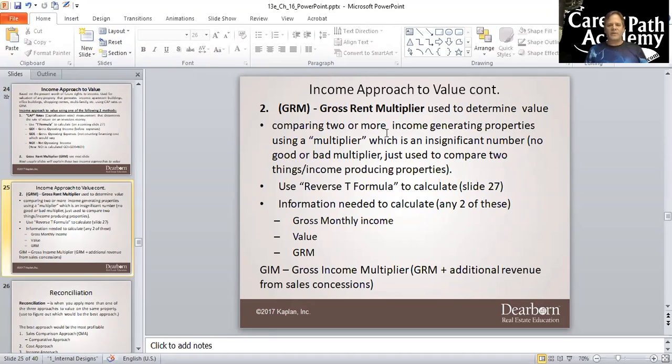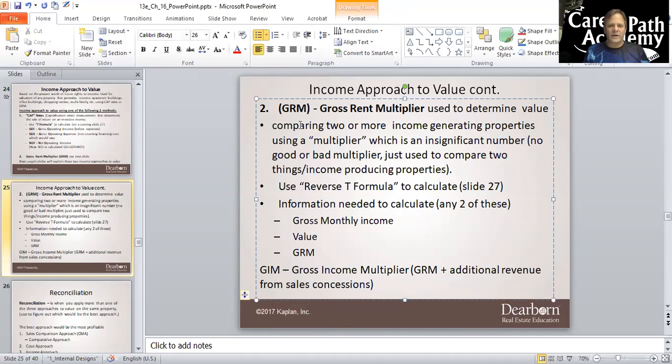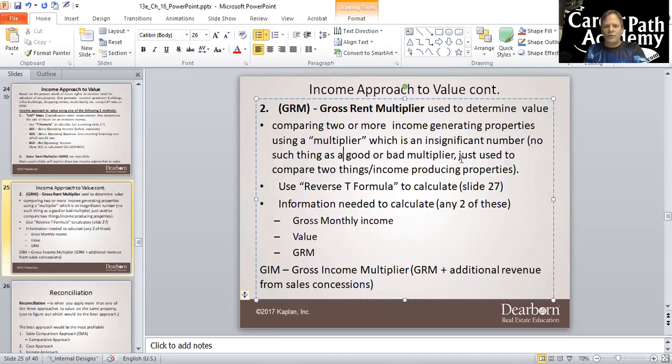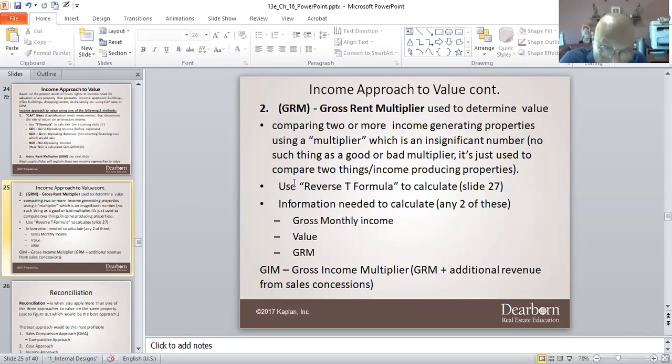So it's used to determine value by comparing two or more income generating properties using a multiplier, which is an insignificant number. There's no such thing as a good or bad multiplier. It's just used to compare two things. In this case, they're income producing properties.